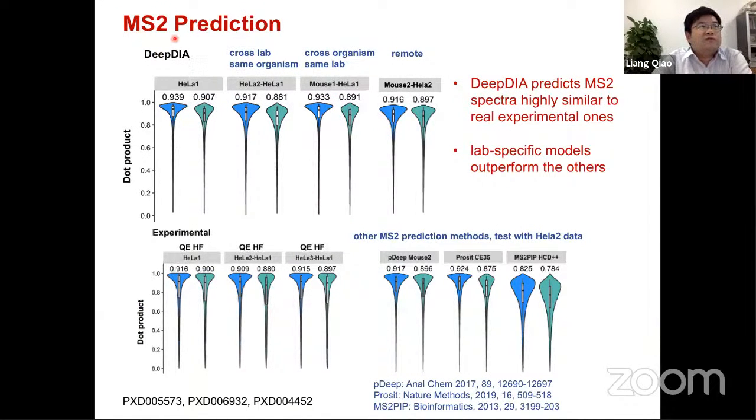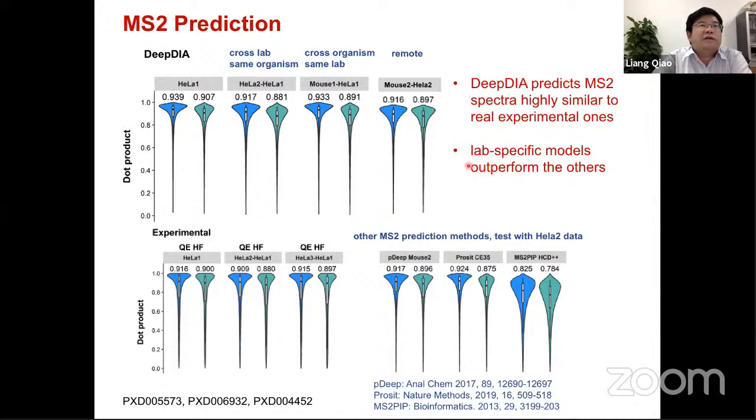So this is about the MS2 prediction. We compare the dot product between the predicted MS2 and the experimental one. These are the results by DeepDIA. These are the experimental repeats, and these are the results by other prediction methods, including pDeep, Prosit, and MS2PIP. So basically, DeepDIA can predict MS2 spectra very similar to the real experimental ones, close to the performance of the experimental repeats. And also, we can see that the lab-specific models outperform the others.